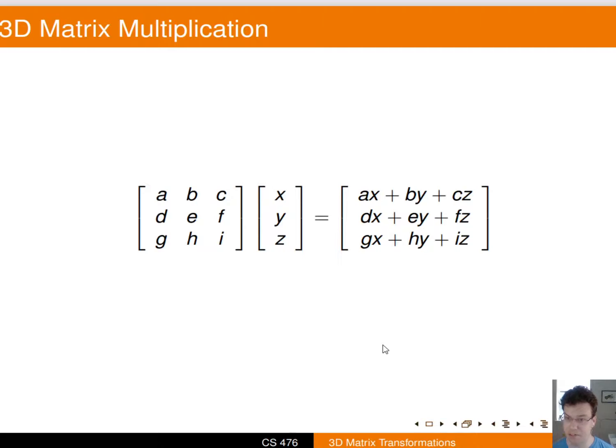So the definition of multiplication is exactly like what you've already seen. But now you've got 3 rows and 3 columns. And we input a vector x, y, z. And the x component that we get out is the dot product of the first row with x, y, z. The y component we get out is the dot product of the second row with x, y, z. And the z component we get out is the dot product of the third row with x, y, z. And that's all there is to it. But now we can start to do some stuff to 3D shapes.